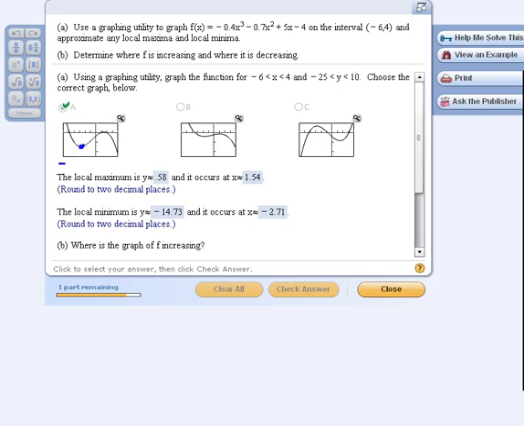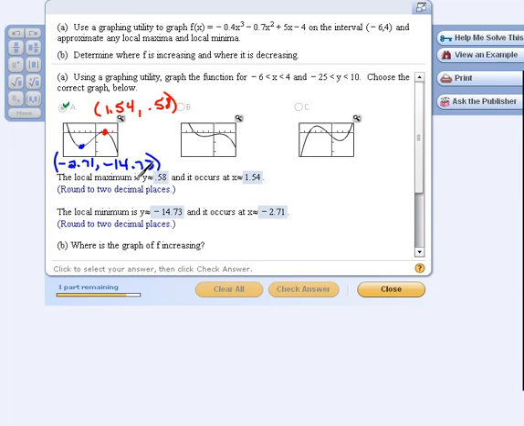value that was negative 2.71, negative 14.73, and then this maximum value, when we found that, that was 1.54, 0.58. Then if you jot that down, when it comes to answering these questions, you've got all of your information right here.